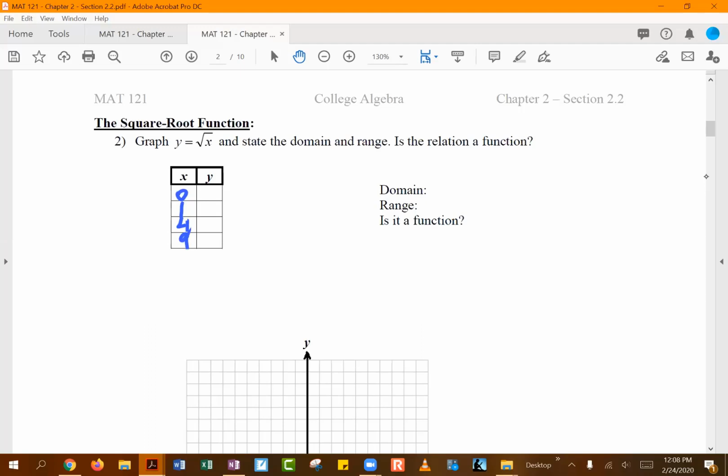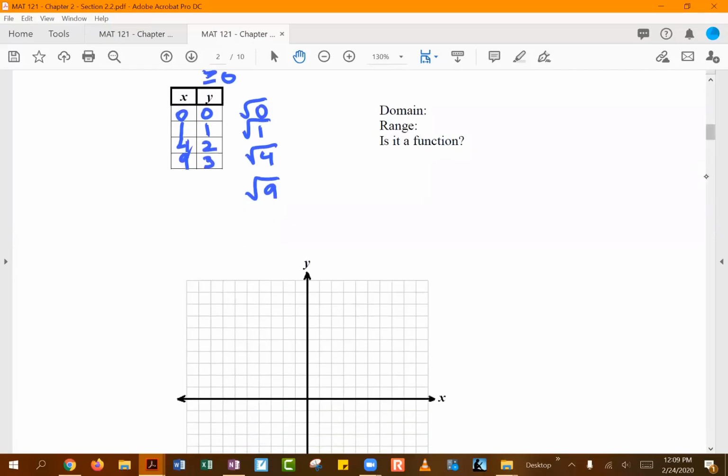Because remember, since your x is inside the square root, it can be positive or greater than 0. So what is square root of 0? Okay, square root of 1, square root of 4, and square root of 9. Alrighty, there you go. We've got our points to draw our graph.